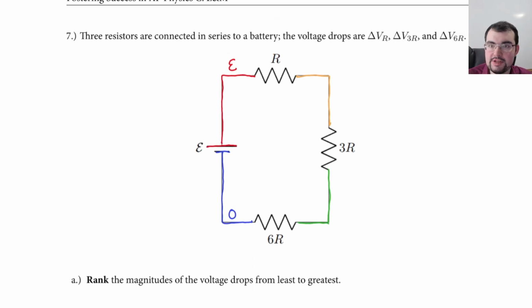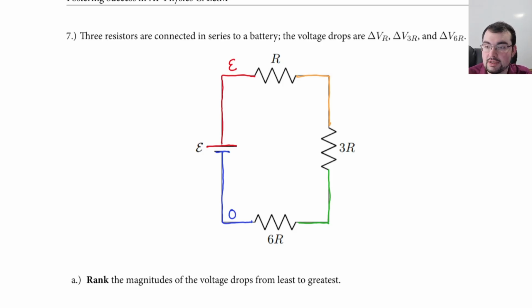So think about this as our car is driving down a single road with 3 stoplights. This one stops your car for a time 1. This stops your car for a time 3. And this stops your car for a time 6. So it makes sense that the time required is going to be the least here, then you spend longer stopped here, then you spend longer stopped here.